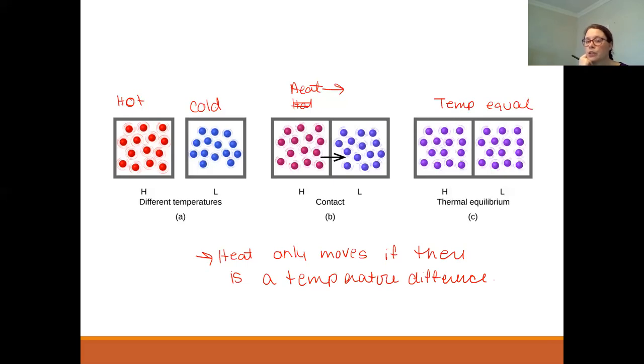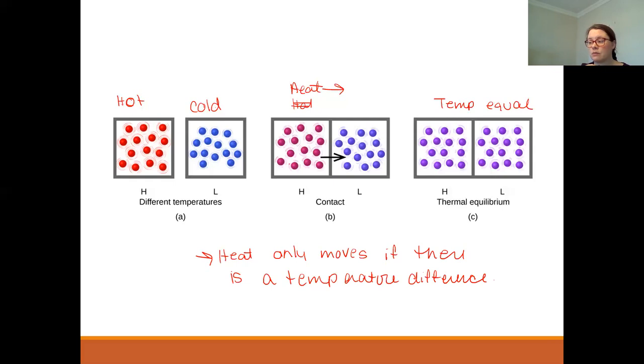Okay, so that's something that's important for us. Heat only moves if there's a temperature difference. If heat moved regardless of whether there is a temperature difference or not, it would make for a very chaotic world. If energy was always moving, it would mean we had no control over energy moving.